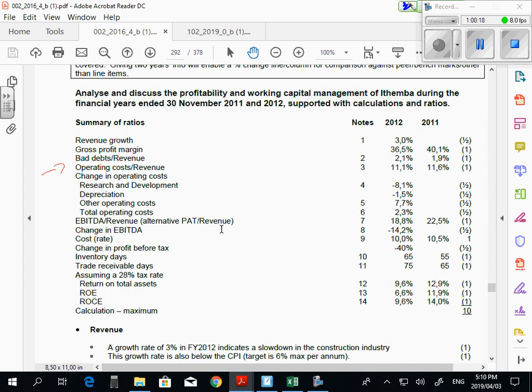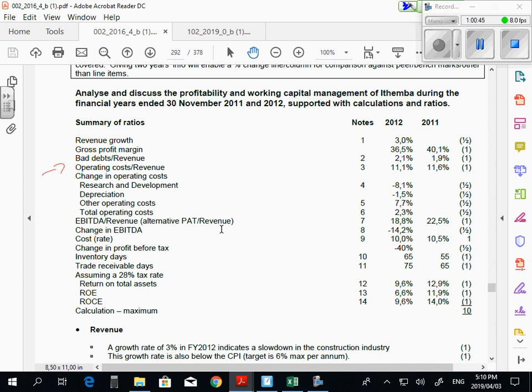And the growth rate is also below CPI target, which is 6% max per annum. Understand, this was a board question, and it was at 6 at that stage. Now you'd probably be putting in 5, or somewhere between 4 and 5. Do you understand, with revenue, you always need to compare it to real stuff? Guys, now your sales have remained a loss in real terms. So when you look at your GP percentage, just take that into account.